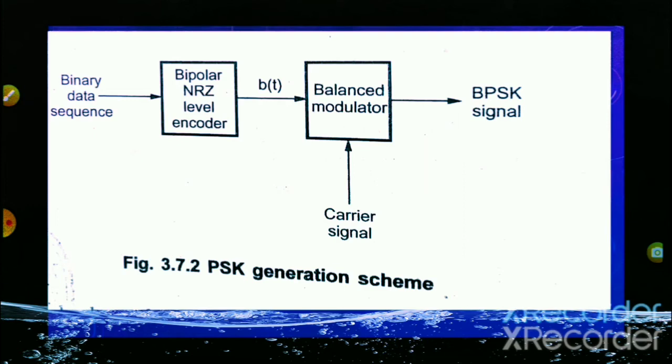Next one is the PSK generation scheme. The PSK signal can be generated by applying the carrier signal to the balanced modulator. The baseband signal is applied as a modulating signal to the balanced modulator. The figure shows the block diagram of the BPSK signal generator. The NRZ encoder converts the binary data sequence into a bipolar NRZ signal.